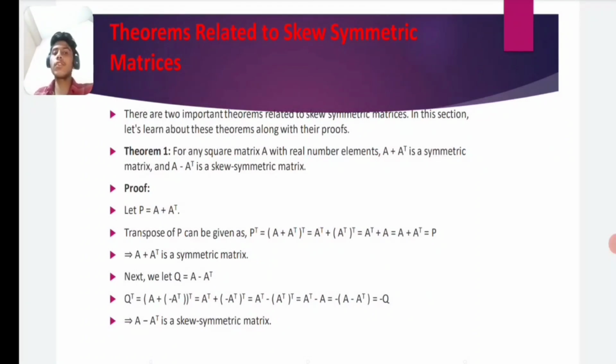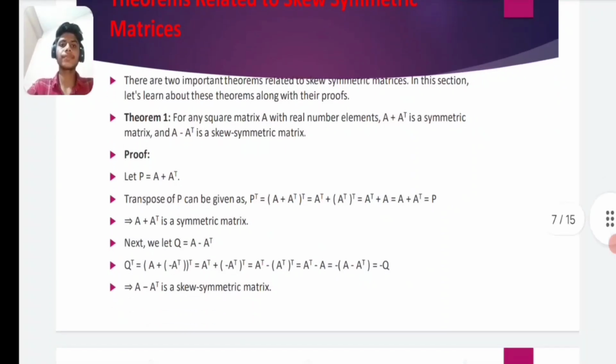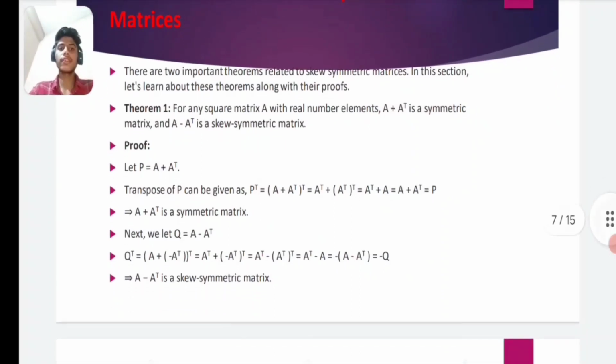Let P equal A plus A transpose. Transpose of P can be given as P transpose equal to (A plus A transpose) whole transpose, equal to A transpose plus (A transpose) whole transpose, which is equal to A transpose plus A, and which is equal to P. So A plus A transpose is a symmetric matrix.